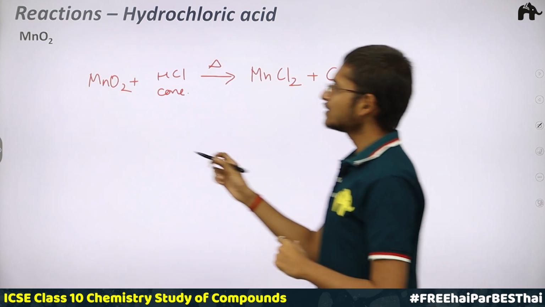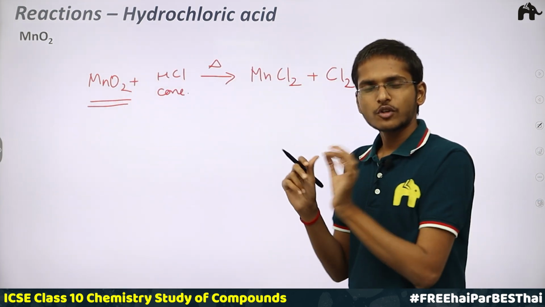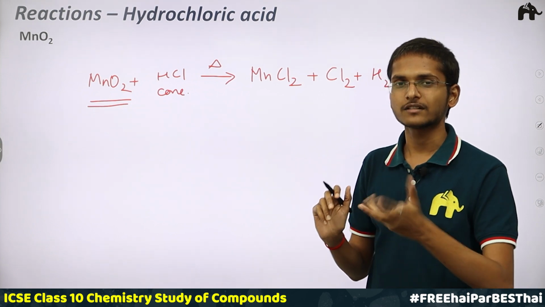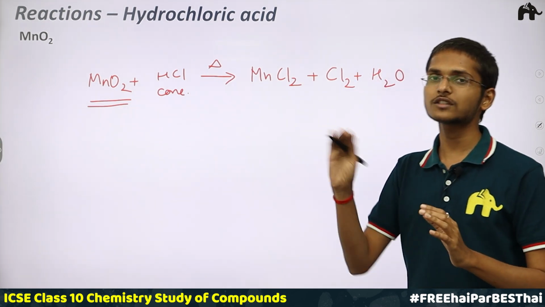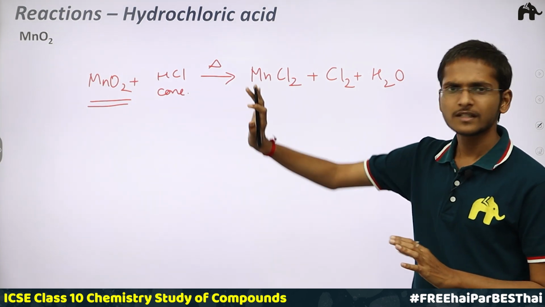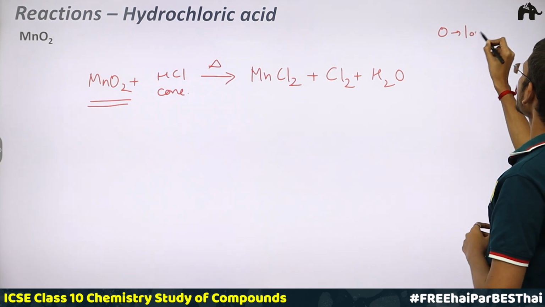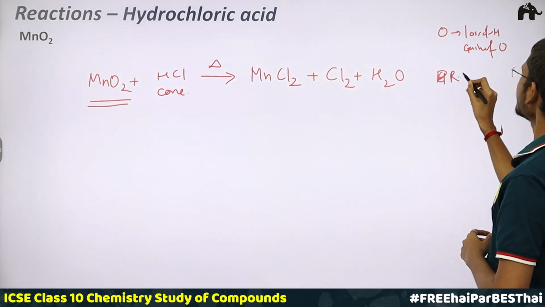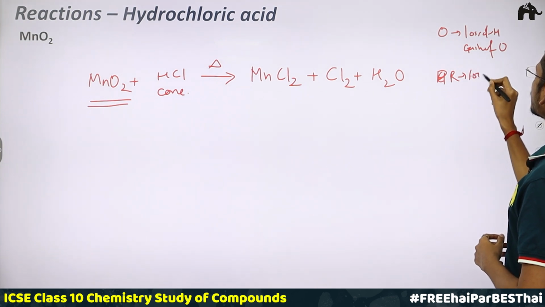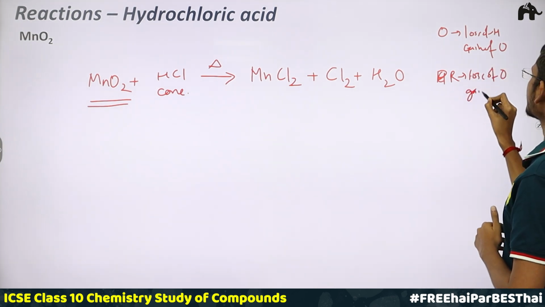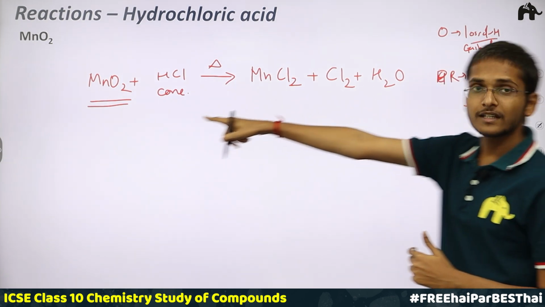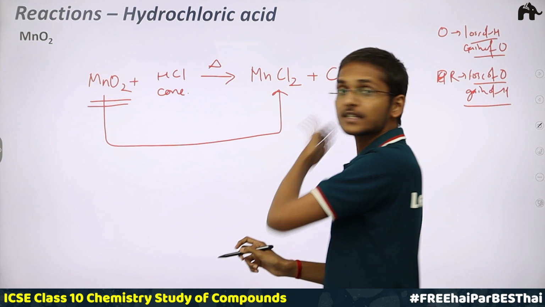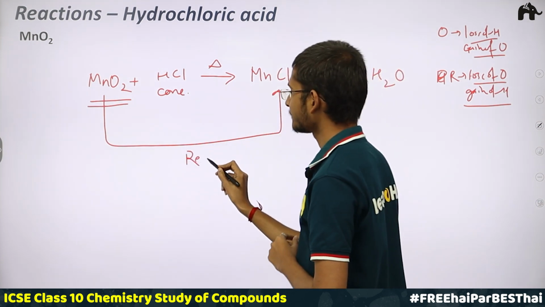How? Now see here, our manganese dioxide, in terms of simple hydrogen and oxygen gain and loss definitions of oxidation and reduction. We all know that oxidation means loss of hydrogen or gain of oxygen. In the same way, reduction means loss of oxygen or gain of hydrogen. So you can see clearly our MnO2 is losing oxygen and becoming MnCl2. Losing oxygen means it is getting reduced, reduction is taking place.